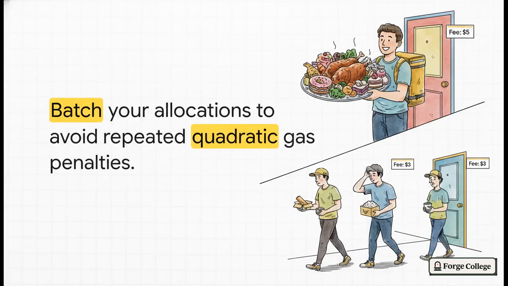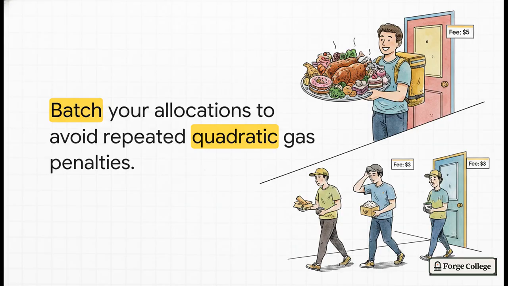So the crucial point is this. You've got to batch your allocations. Let's say you need 96 bytes of data. If you ask for 32 bytes, and then ask for another 32 a bit later, and then another 32 after that, well, you just triggered that nasty quadratic expansion math 3 separate times, racking up penalties all the way.